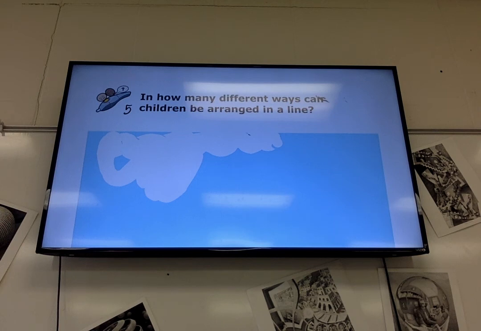So thinking about lining up to go to recess when you were in elementary school, it made a difference where you were in that line. Everybody always wanted to be first. They wanted to be the very first person so that they could be the first person outside to play at recess. Or at least really close to the front. So how can we figure out how many ways 5 children can be arranged?